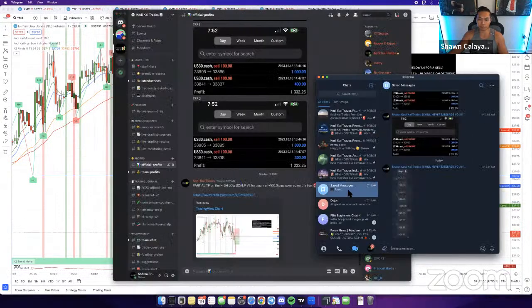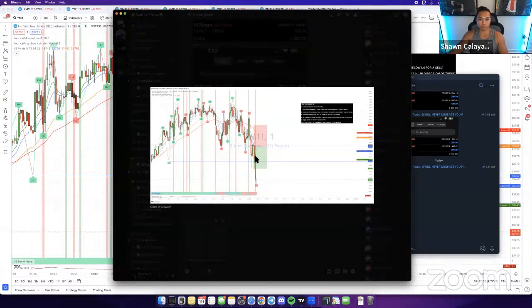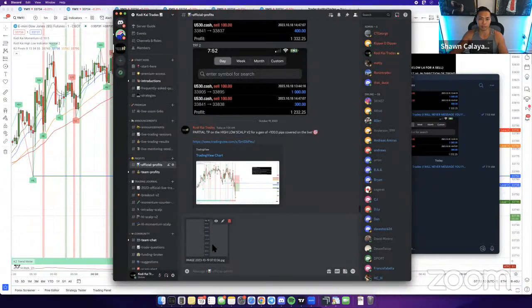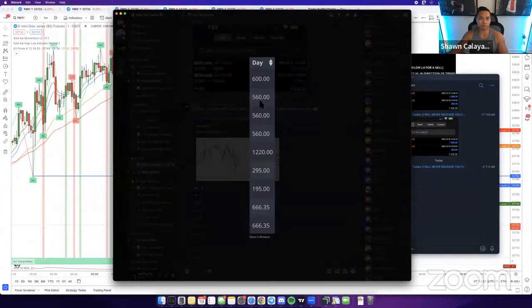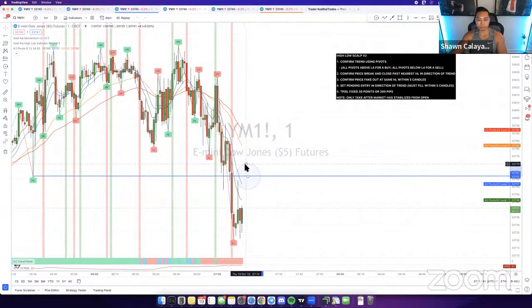But here are my profits so far. So this is a trade I took. I took it for a partial move. I got out like at the halfway mark right there. I locked in 600 on my funded engineer, 560 on my FTMO, 560 on my second FTMO, 560 on my third FTMO, 1,220 on my main account. This is my 200K. This is my second funded engineer account locked in 295. My personal account locked in 195. My TFF locked in 666, and my second TFF locked in 666 as well. So those are my profits so far for the day.